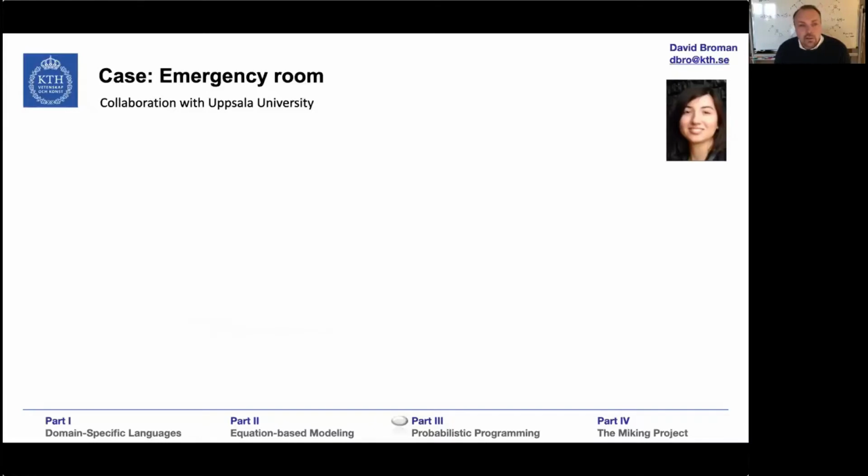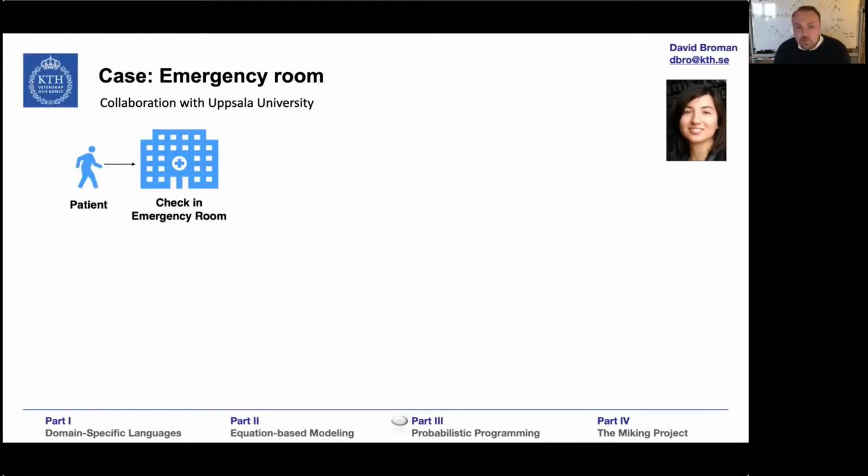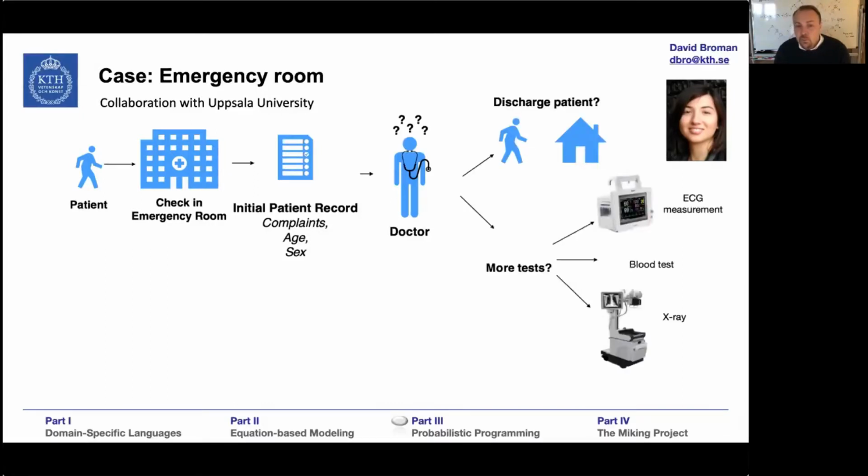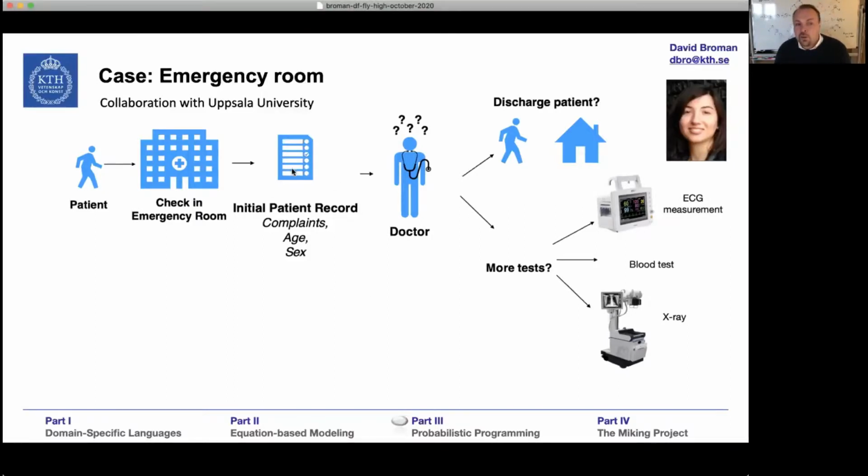Another project is one that my PhD student, Gizem, is working on, in collaboration with people from Uppsala University, specifically people working in medicine there. It's about the emergency room. Think that you're coming into the emergency room, you sign in and give different information, and then the doctor should make a decision to either discharge a patient or do more tests and get more information. The role here is not to have an automatic doctor, but rather to help the doctor by providing information based on previous knowledge from patient records.